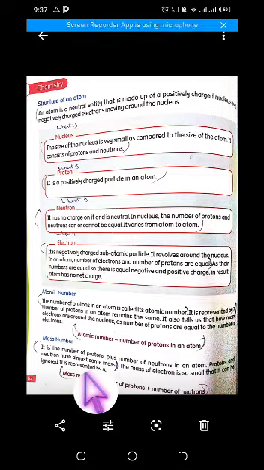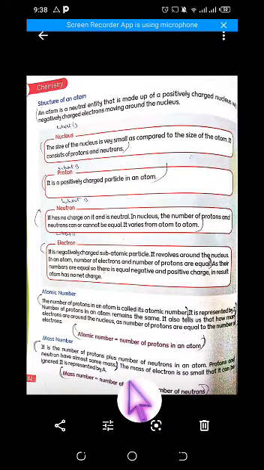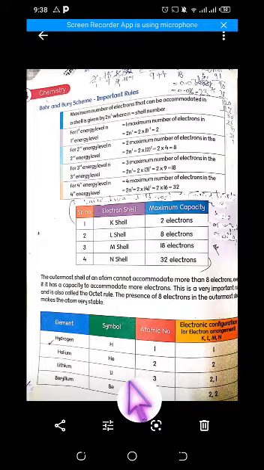Mass number, we also call it atomic mass. It is the number of protons plus the number of neutrons. When we add the number of protons and neutrons, it gives us the mass number. It is represented by A. Now the next topic, arrangement of electrons in an atom.